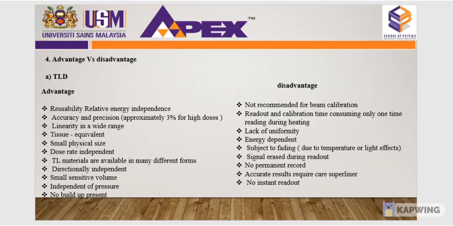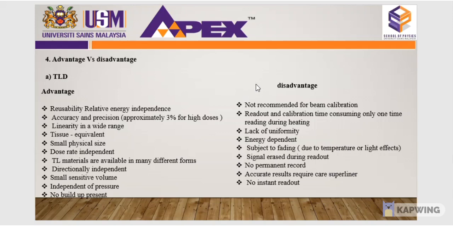So I'm going to illustrate the advantages and disadvantages of the TLD. In the beginning, the advantages: we have reusability, relative energy independence, and also accuracy and precision, approximately 3% precision for high dose. Also we have linearity in a wide range, tissue equivalence, small physical size, dose rate independence. TL materials are available in many different forms. Also directionally independent, a small sensitive volume, independent of pressure, no build-up present. That's what I mean by the advantages of TLD.